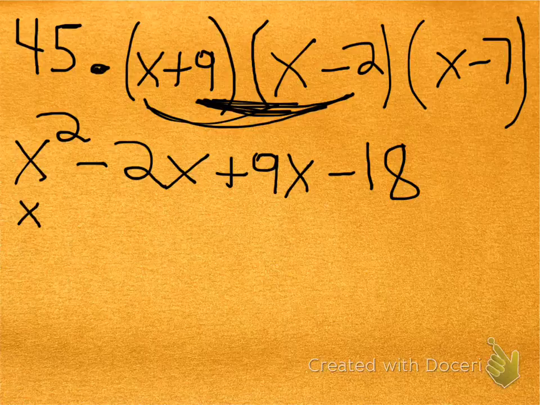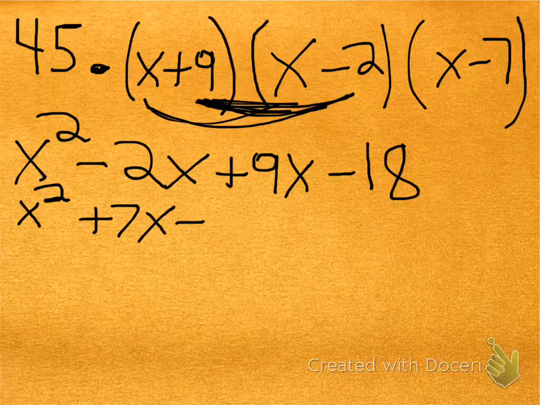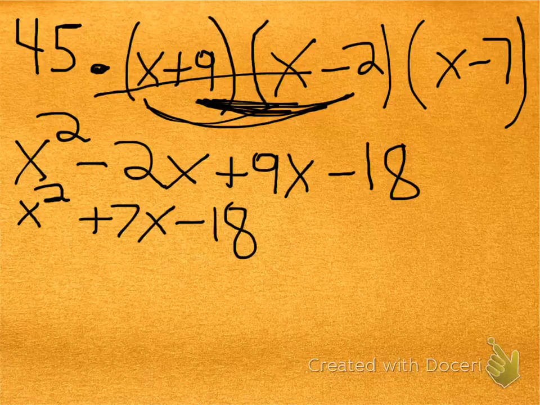You want to combine like terms real quick. So that would get you a negative 2x plus 9x would be positive 7x minus 18. So right now we eliminated these two right here and we're left with this. So we're going to bring this down, x minus 7.